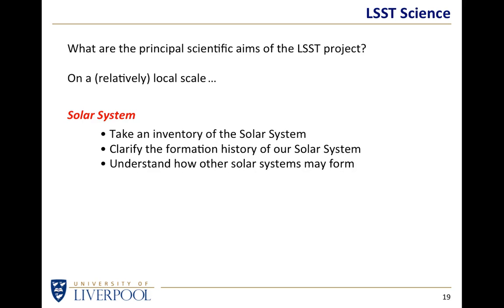In terms of the solar system, it will effectively take an inventory of what's out there. As I say, we know that there are planets and asteroids and a few bits and pieces that we've looked at in detail. Some objects, of course, have been visited by space probes, but the idea is to take an inventory of the entire solar system. And the LSST will be capable of recording the positions of something like 1 million objects that are out there.